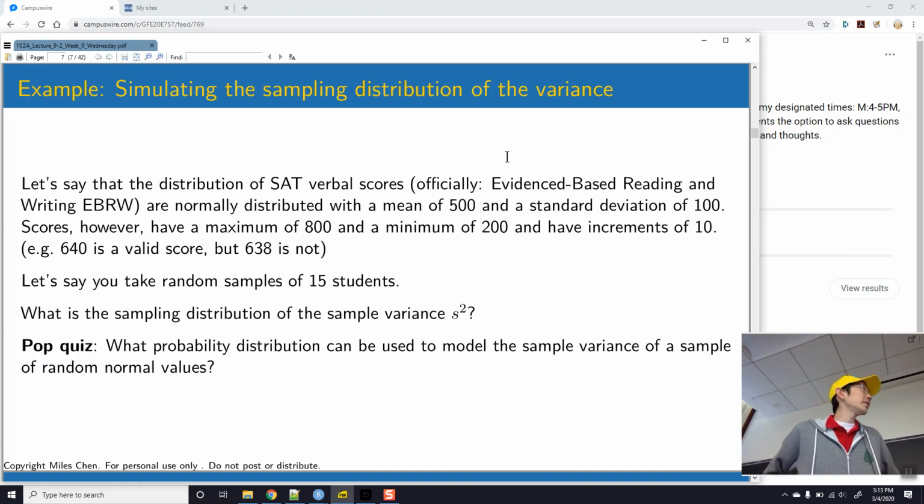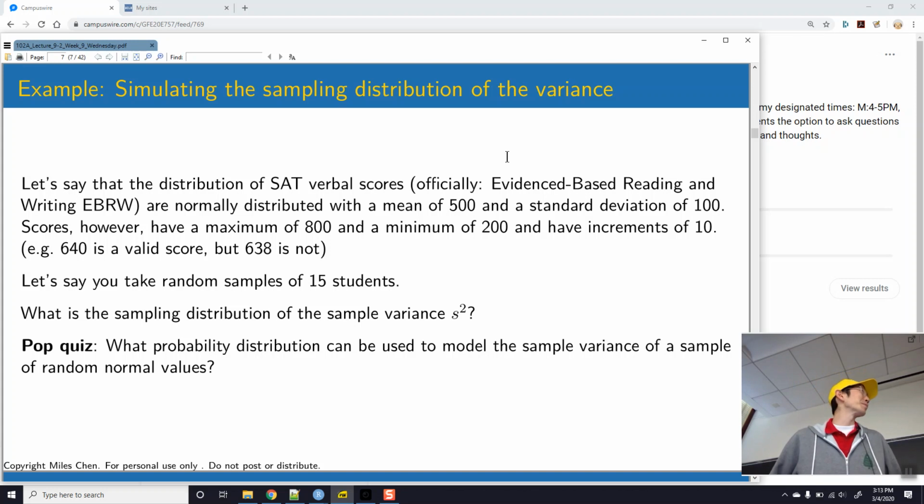All right, so here is an example, right? A lot of you had to take SAT exams, especially if you were in the United States, okay? And so the SAT, there's the verbal and then the math. Technically, the official name is evidence-based reading and writing.